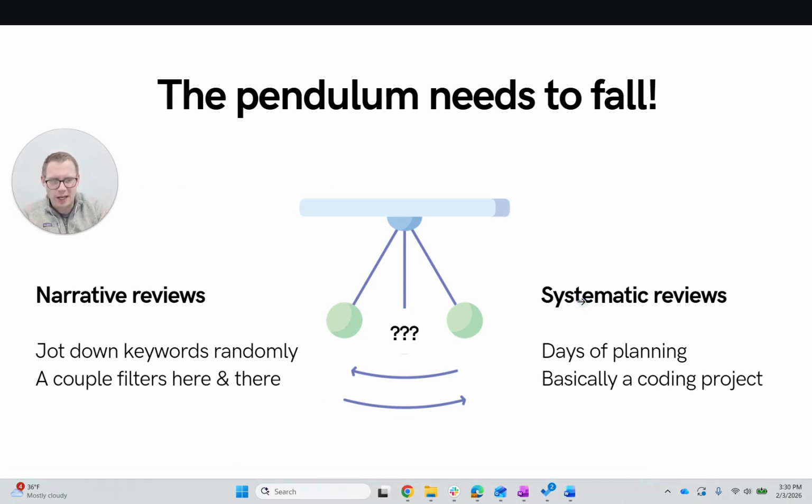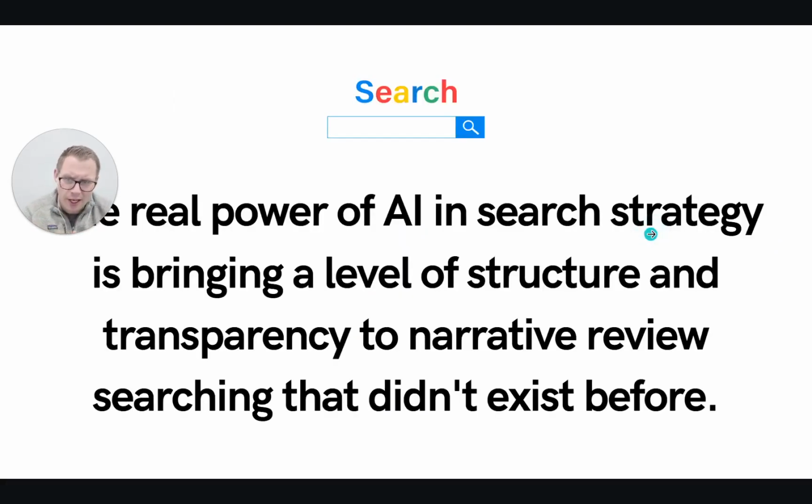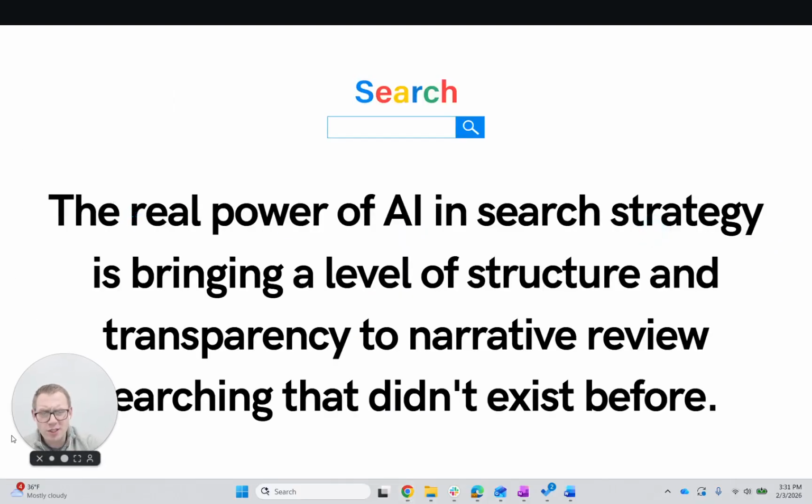We need a methodology, but it can't be a systematic review search strategy. That's just crazy. It's not accessible for most researchers. So it needs to fall in the middle. And look, my view is that the real power of AI in search strategy, therefore, is bringing structure and transparency to narrative review searching that didn't exist before.